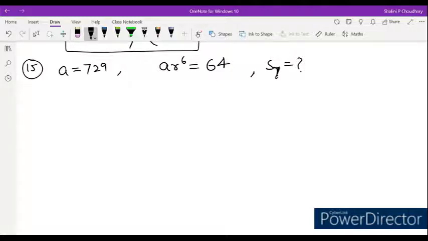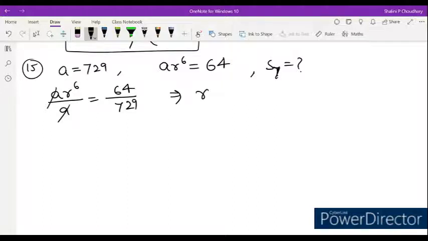A is given, and the seventh term is given. So first of all we'll find out the value of r. So a r to the power 6 upon a will be equal to 64/729. Okay, so basically we divide by a, and what value will we be getting? We'll be getting r to the power 6.